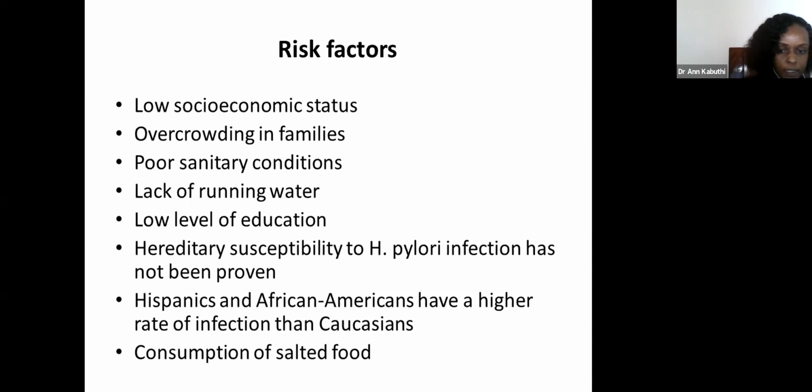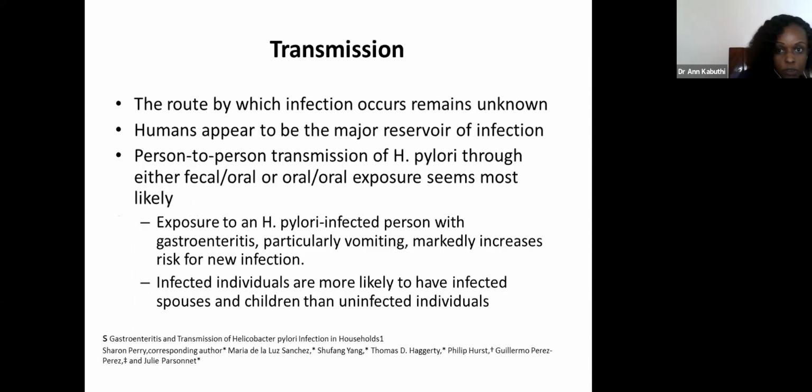Consumption of salted food has also been associated with being a risk factor. And high salt has been shown to increase the colonization of H. pylori. So in terms of transmission, the route by which the infection occurs remains unknown, and humans appear to be the major reservoir for the infection. So person-to-person transmission of H. pylori through fecal-oral or oral exposure seems most likely.